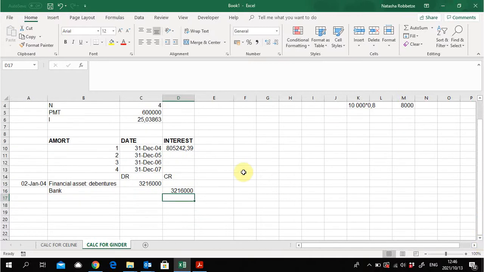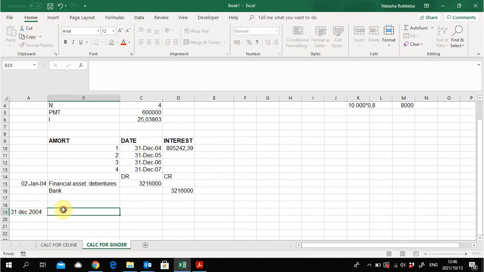Then there's a year end. So now it's going to be the other way around. We're getting interest income on the 31st of December 2004. So here we need to go and say, well, money will flow into my bank account. I'm definitely going to have interest income that occurs. And I am going to need a balancing figure, which is going to be the financial asset account.